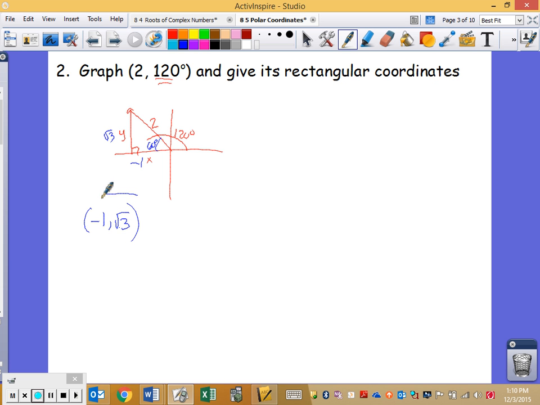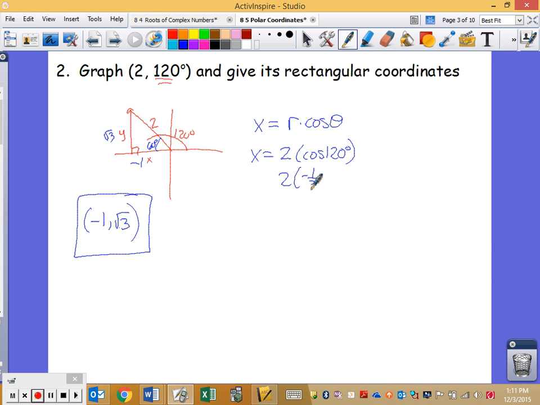So that might work faster, but it's not going to work every time. What I'd like you to see is how to find an x value. It's the r value times cosine of theta, the radius multiplied by whatever cosine theta is. So I know it's 2 times cosine of 120 degrees. You may still have to do that, or you could do it in your calculator. I know cosine of 120 is negative 1 over 2. So 2 times negative 1 over 2 gives x equals negative 1, which is what I have.